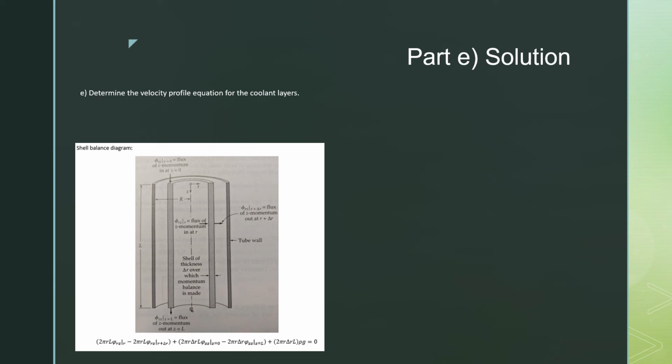And the next step for the student is to know what can be canceled out of this based on some initial assumptions, such as the fact that the velocity in the z direction is only dependent on r. The velocity in the r direction is going to end up being 0. And the pressure is also dependent on z as well.